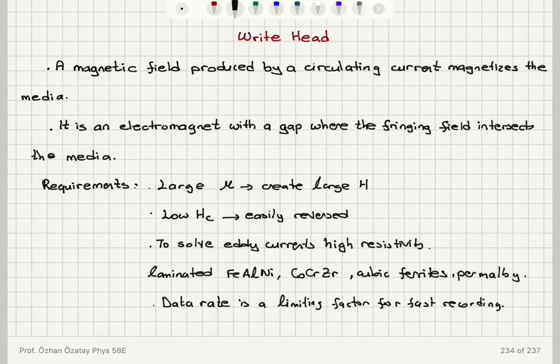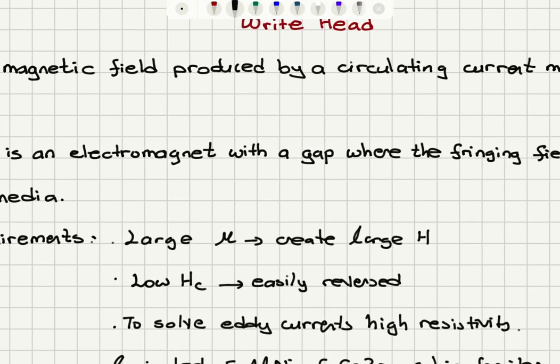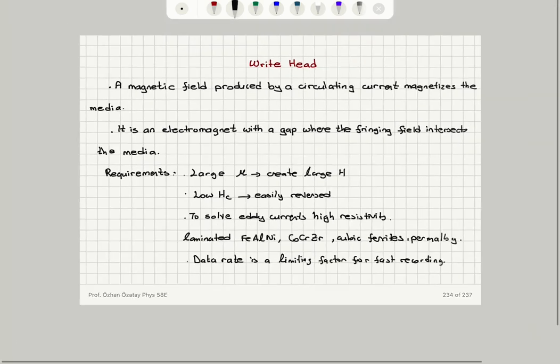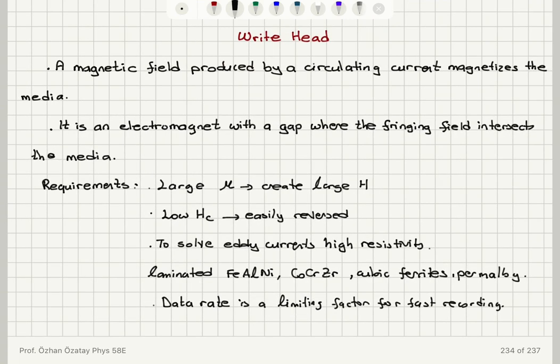Finally, we will take a look at the write head and the read head. So in the write head, a magnetic field is produced by a circulating current that magnetizes the media. It is an electromagnet with a gap where the fringing field intersects the media. So we have some requirements on this.